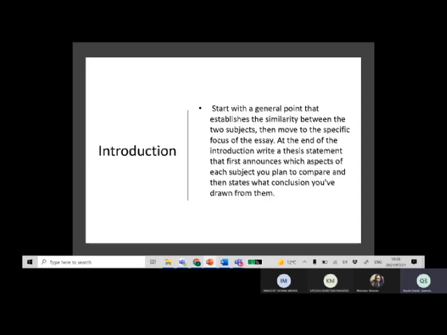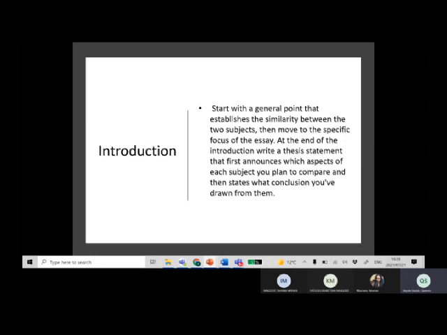So let's look at the introduction. Start with a general point that establishes the similarity between the two subjects, then move to the specific focus of the essay. At the end of the introduction, write a thesis statement that first announces which aspects of each subject you plan to compare, and then states what conclusions you've drawn from them.